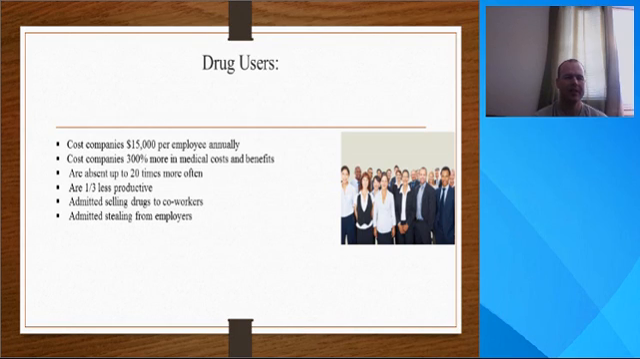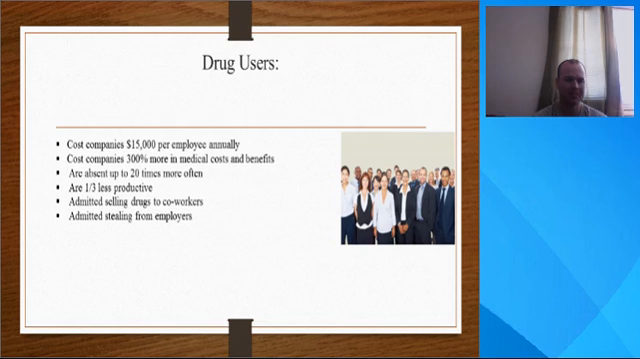Drug users, quick rundown. Companies with drug users pay about $15,000 annually per employee. When you think about that, that's a lot of money, especially when some people don't even make $15,000 a year. They cost the company 300% more in medical costs and benefits. So people are injured, sick, or whatever, they're going to the doctors more. And they're also absent up to 20 times more often than a normal worker.